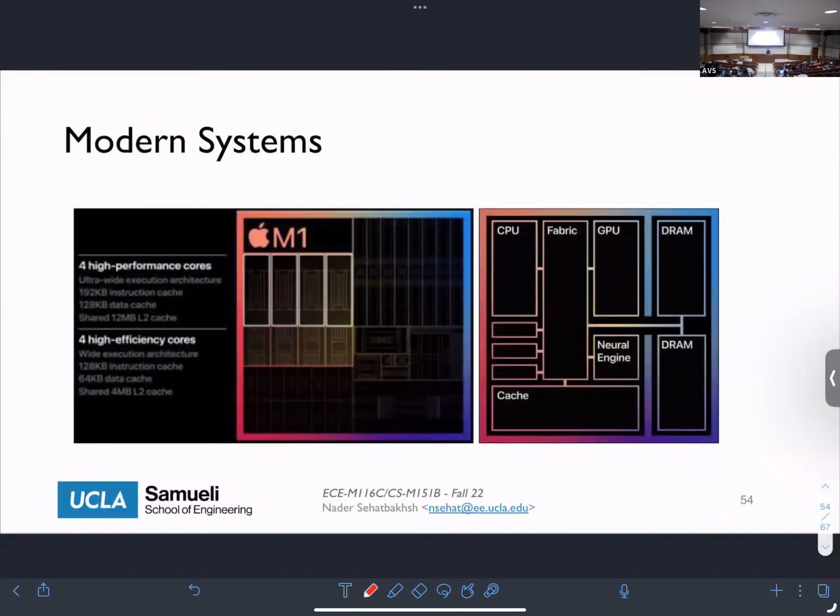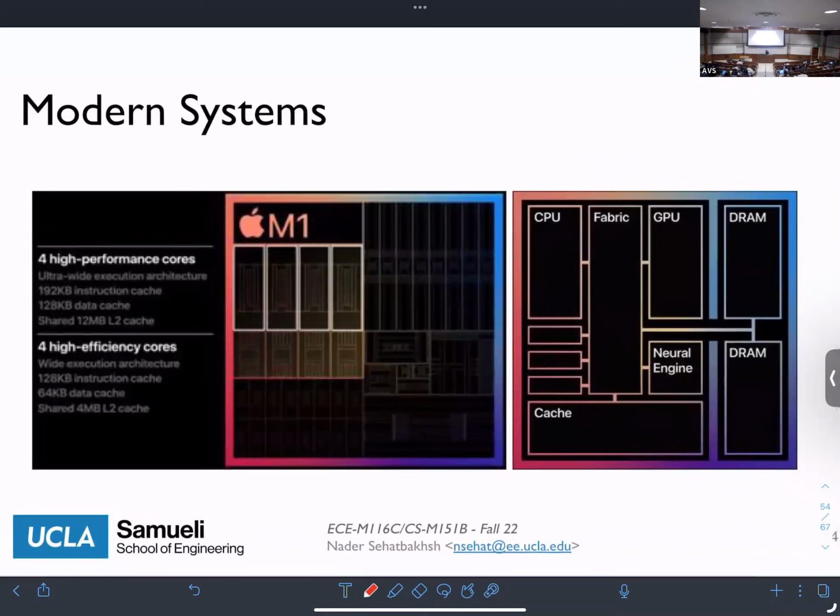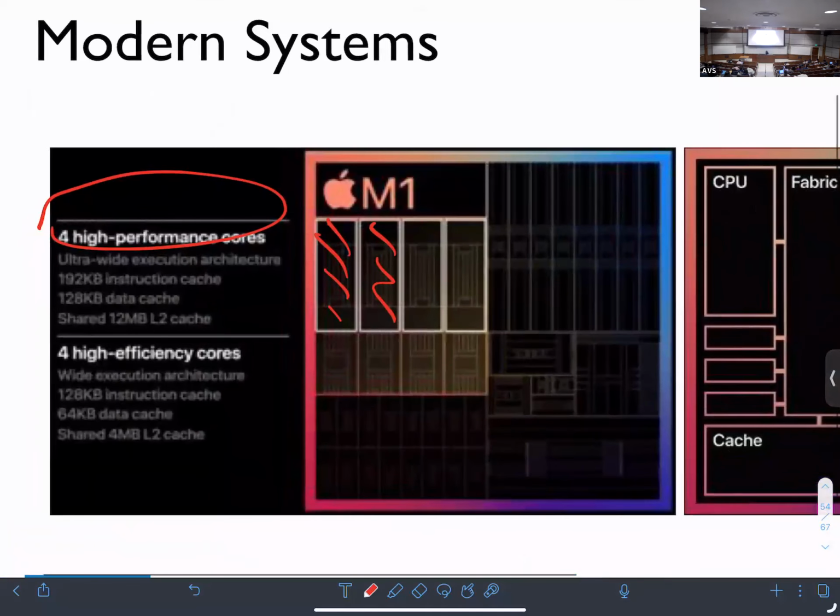This is another example of a modern system. This is your M1 chip. As you can see, it has 4 high-performance cores. These are your high-performance cores. It has a larger instruction cache. It has a shared L2 cache.